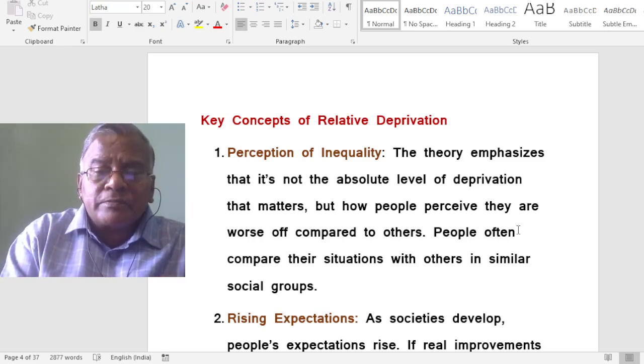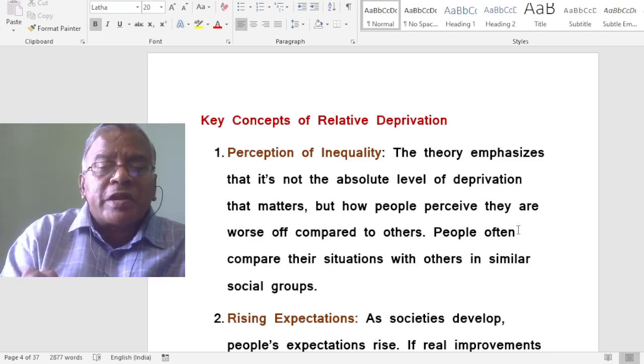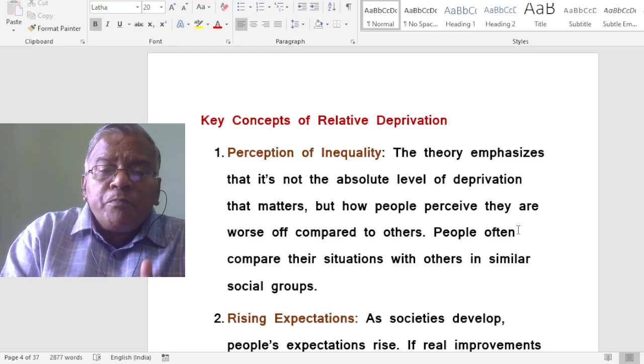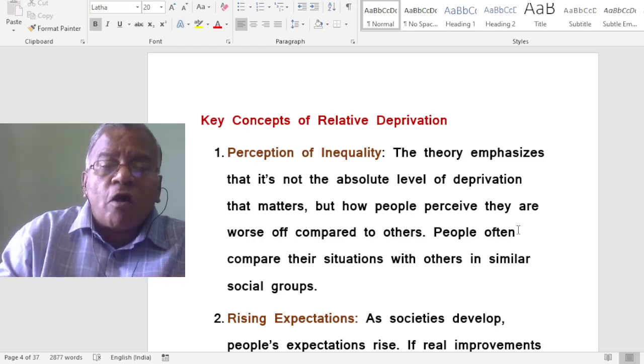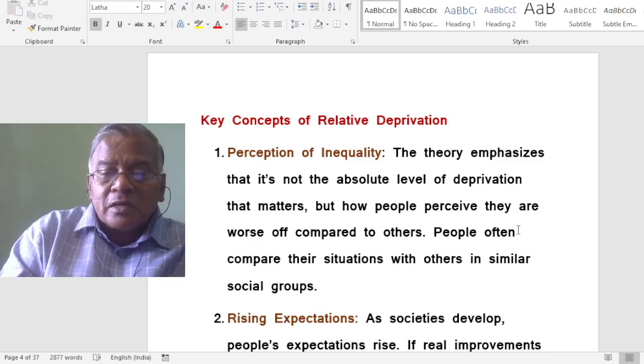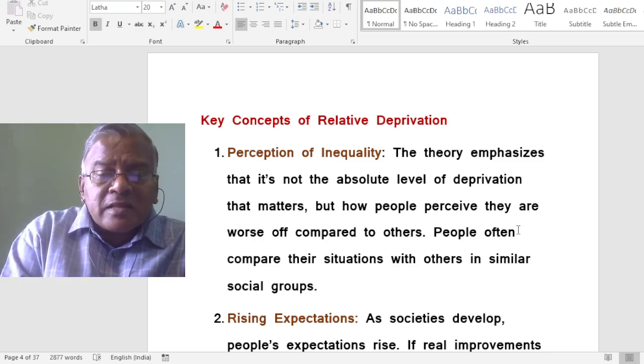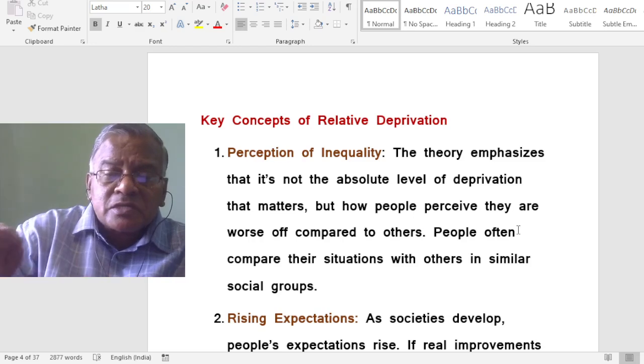Perception of inequality. The theory emphasizes that it is not the absolute level of deprivation that matters, but how people perceive they are worse off compared to others. People often compare their situations with others in similar social groups.